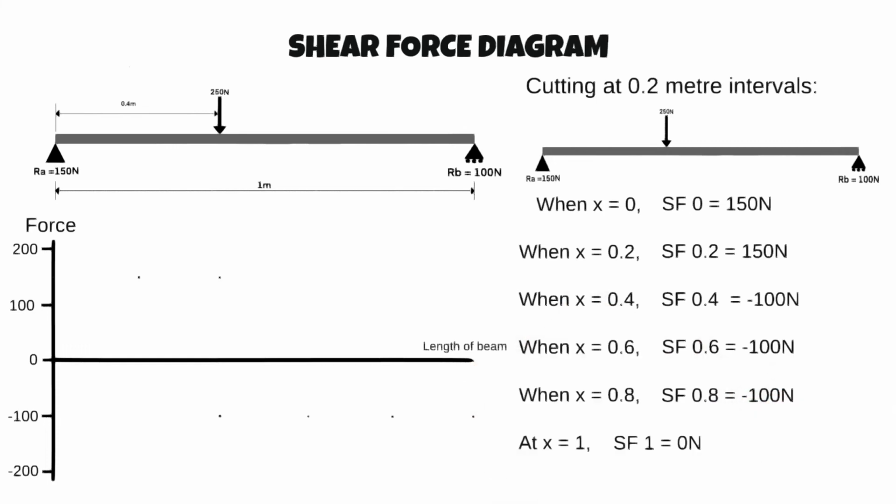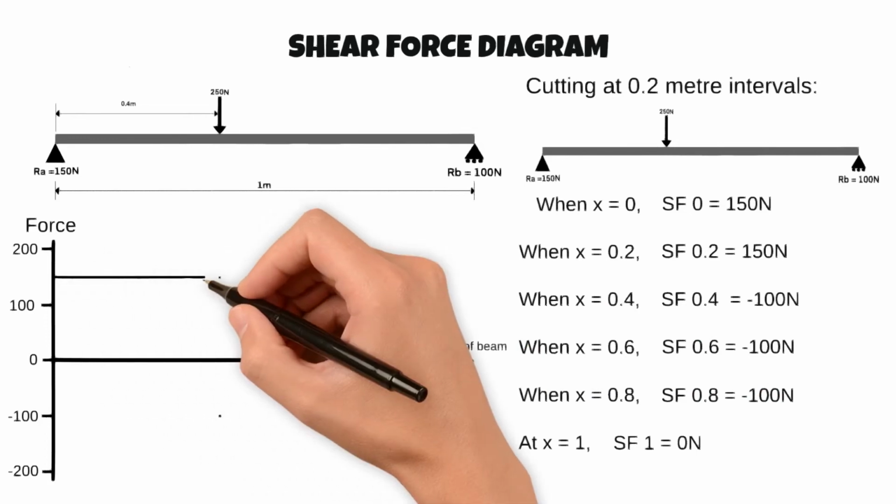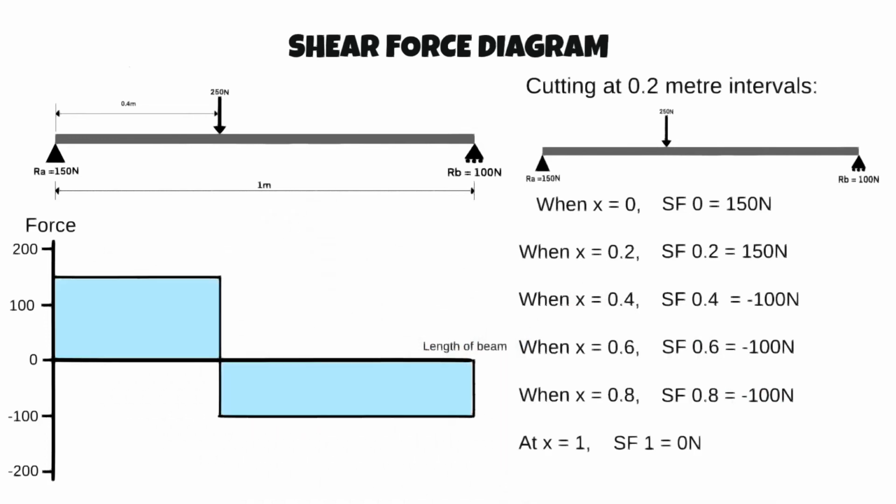By connecting the dots, we get the finished shear force diagram for our beam, which looks like this. The diagram shows how the shear force acting on the beam changes along its length, and also identifies the point of maximum shear stress when the line crosses the neutral axis.